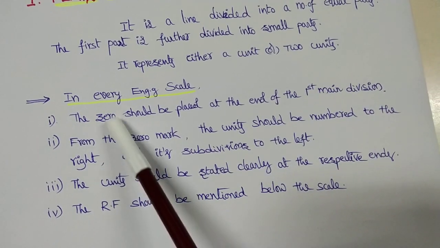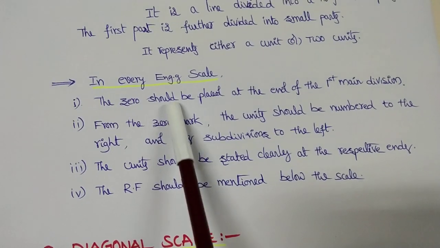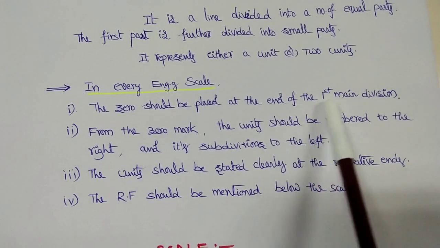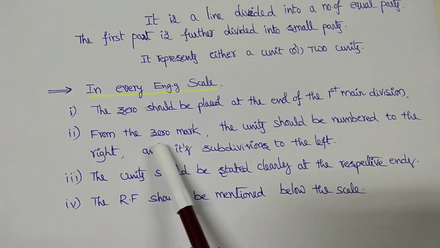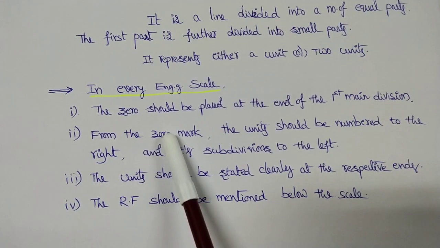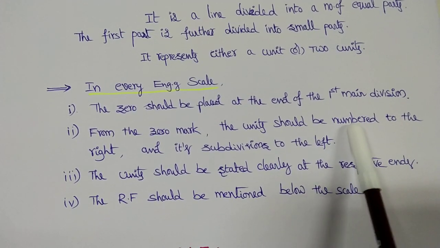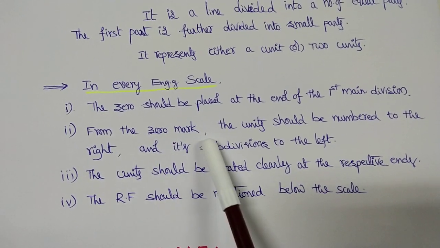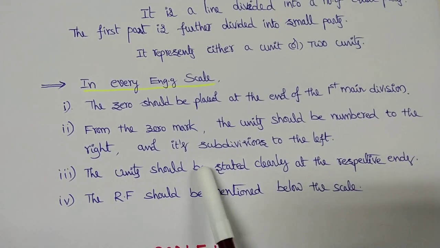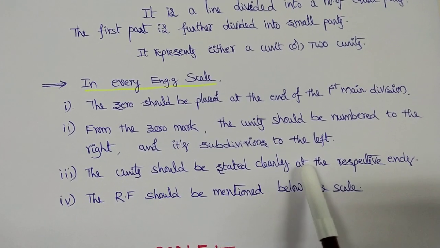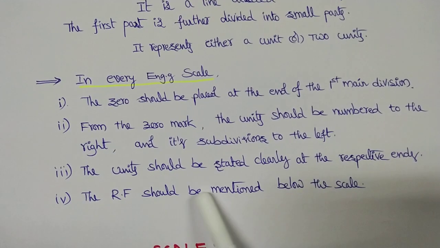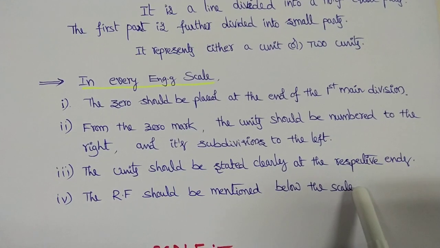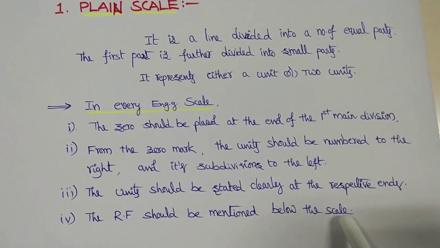And coming to these 4 points, in every engineering scale, the 0 should be placed at the end of the first main division. Second, from the 0 mark, the units should be numbered to the right side, towards the right end, and its subdivisions towards the left end. The units should be stated clearly at the respective ends. And the last point, the representative factor or fraction should be mentioned below the scale. This is about plane scale.